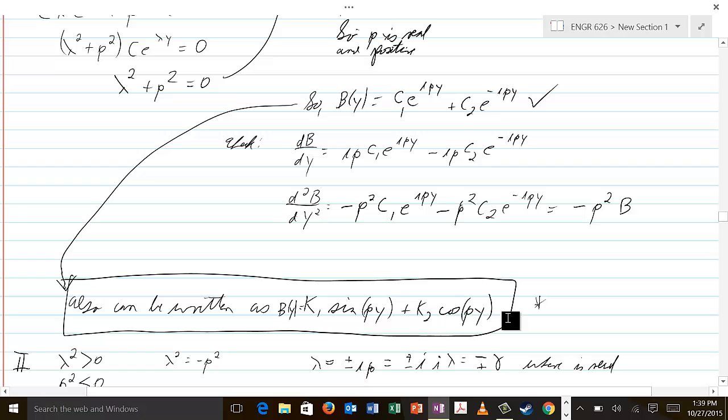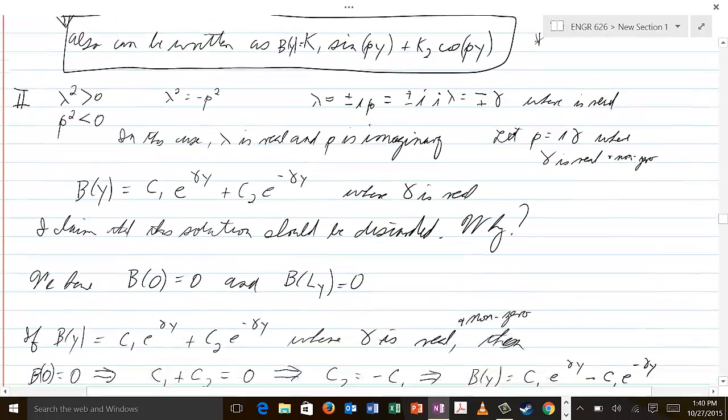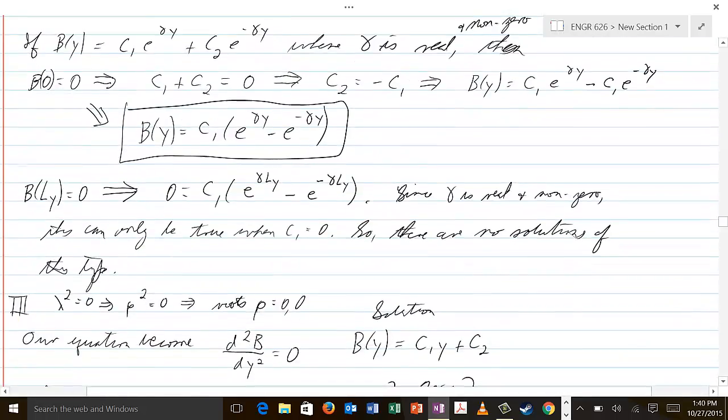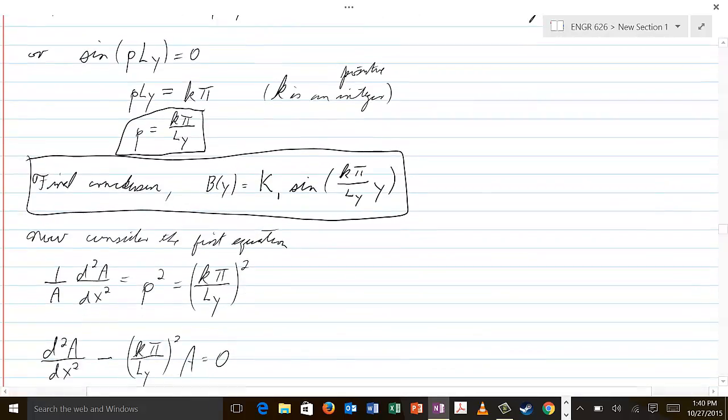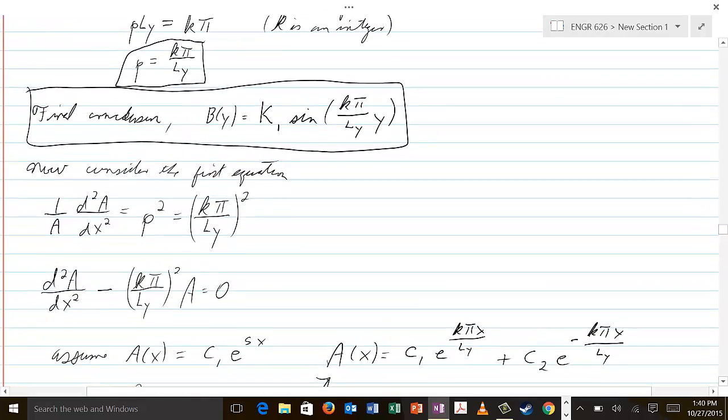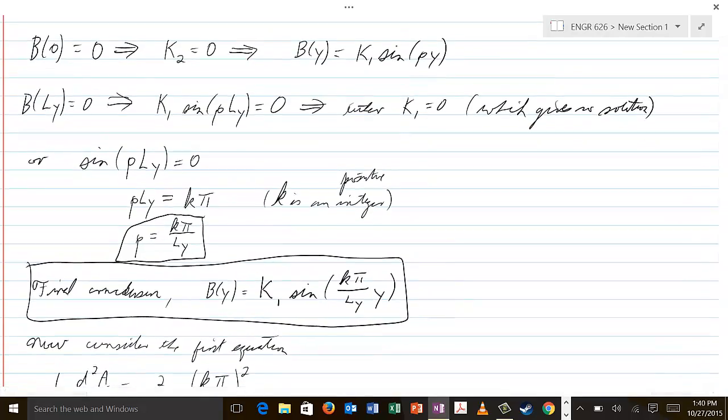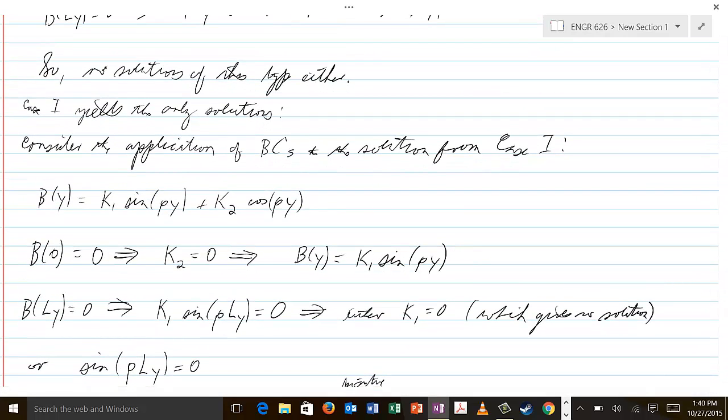You've actually seen that already in one of the earlier computer projects we did. As I said, you can go through cases 2 and 3, but you'll see that both of those are rejected. Therefore, case 1 yields the only solutions. So we have b of y is equal to K1 sine p y plus K2 cosine p y.